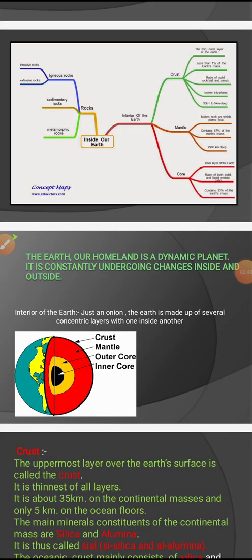The earth, our homeland, is a dynamic planet. As we know, it is a unique planet. It is constantly undergoing changes inside and outside. Outside also we have experienced changes, like earthquakes, volcanoes, cyclones, and winds blowing. So many changes occur all the time. And inside the earth also, where the core and mantle are, many movements are going on. Sometimes we notice, sometimes we don't notice, but yes, these changes are going on.